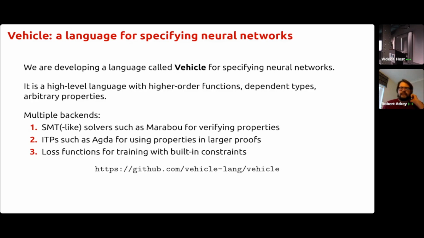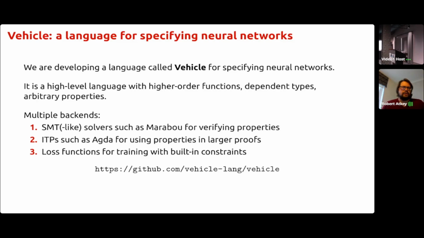And the point here is that these backends all have different constraints on what kinds of properties you can use. So we don't want to a priori restrict the properties that you can write in Vehicle. We want to, in principle, be able to write any property you like in Vehicle, but then to work out at compile time, if you like, or specification time, if the property is suitable for the backend.